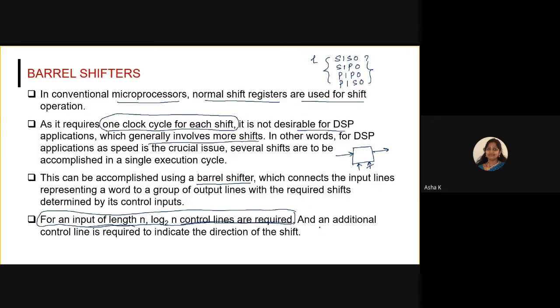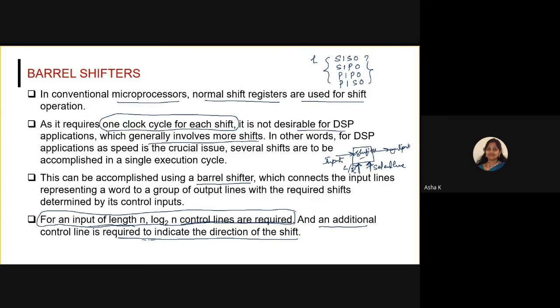Along with that, we also need an additional control line to indicate the direction of the shift. Direction means left shift or right shift. Based upon the direction signal and the control signals, which are nothing but the select lines, I am performing the shifting of the data lines from the input side to the output side. In DSP architecture, we call this a barrel shifter. A barrel shifter is used for this particular operation.